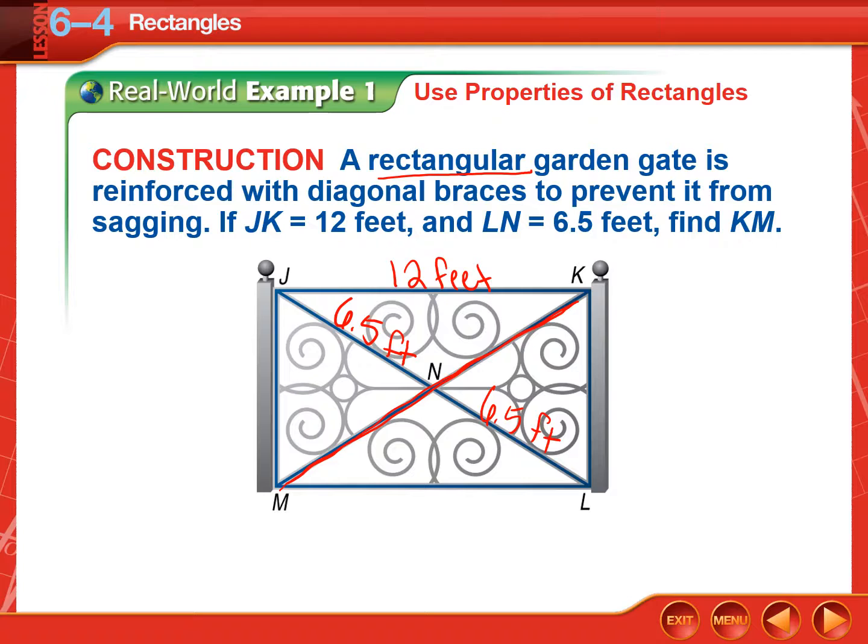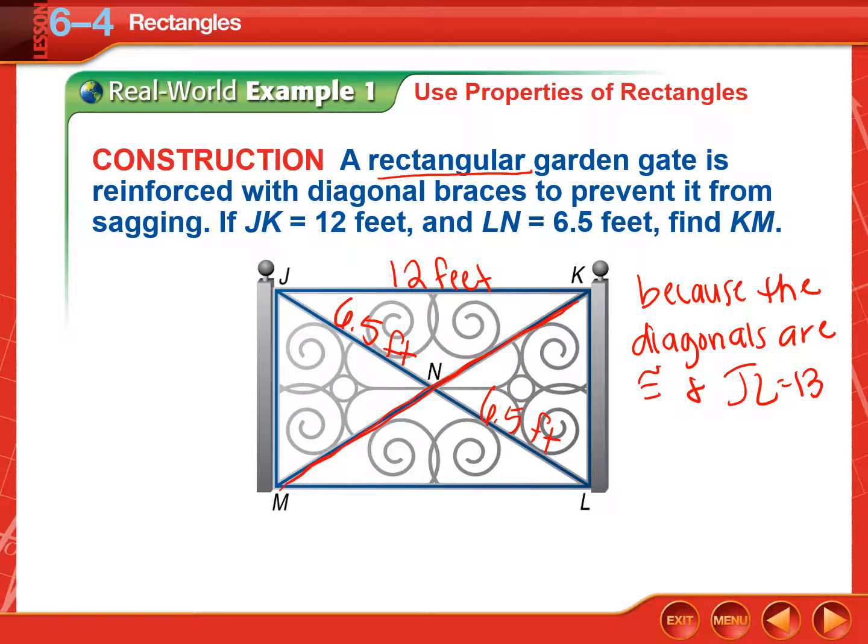So therefore, because the diagonals are congruent, we're going to go ahead and say that JL is equal to 13 feet, KM is also going to equal 13 feet because, of course, the diagonals are going to be congruent since it is a rectangle. Okay, so there's how to work with diagonals and them being congruent.